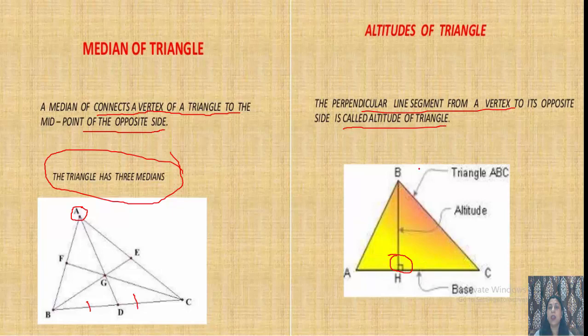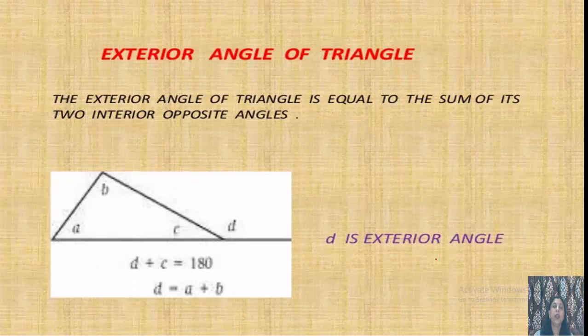As you can see in this triangle ABC, this BH is the altitude. This is AC is the base. Okay. As it is making an angle of 90 degree, you can see that BH is the altitude of this triangle ABC. Now exterior of a triangle.